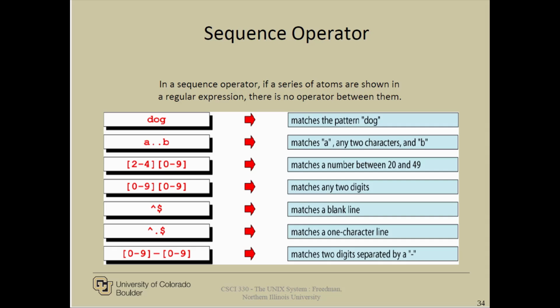Sequence operators are just a sequence of characters, not contained in the set brackets. So dog without brackets around it. Dog with brackets around it would search for D, O, or G as one character. Dog with no brackets is actually going to search for the string dog. So, like you would expect, if you want the string user from our earlier example, we would actually type out user.